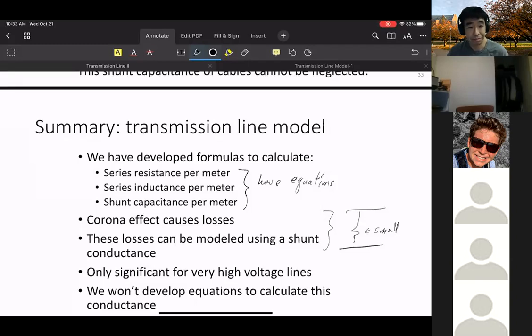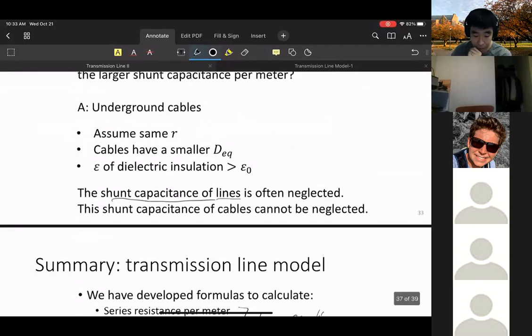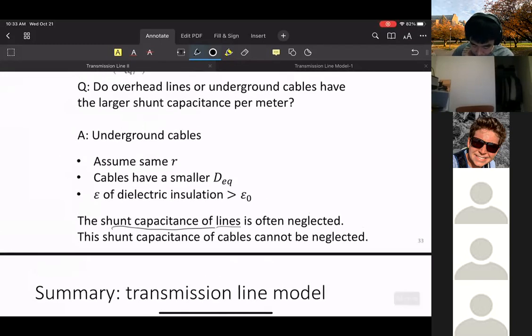Hi, Professor. You said the shunt capacitance of the line is neglected, but for the cable, it cannot be neglected. Oh, yes, the cable and the line are different. Cable is short for underground cable, and line is just the overhead line. Sometimes we're lazy, we just say cables and lines, and it's implied that cable is underground and lines are overhead. And the underground has the bigger capacitance. Bigger capacitance. Okay.